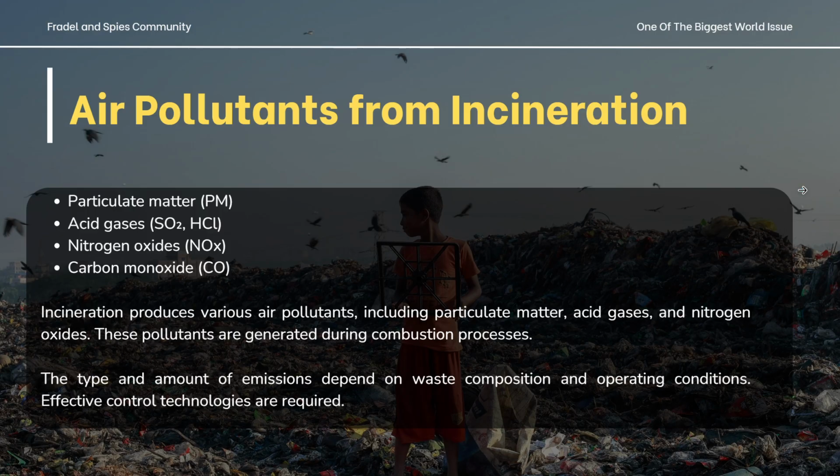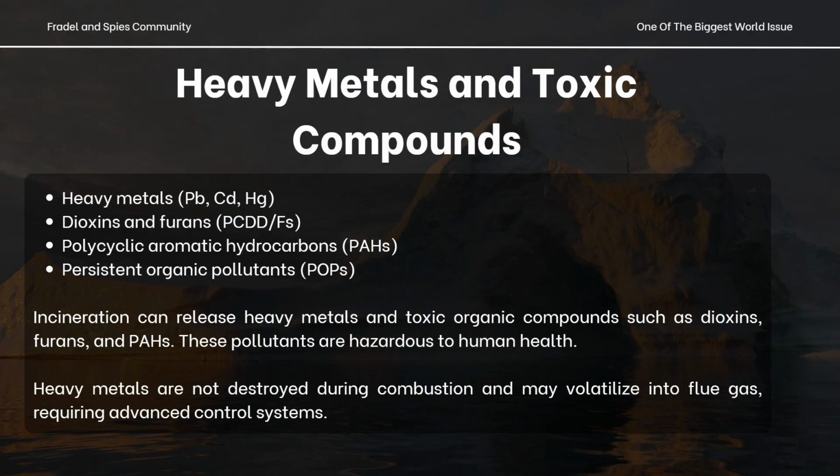Next, the air pollutants from incineration. There are 4 points of the air pollutants from the incineration. First one is particulate matter or PM. Next is acid gases such as SO2 and HCl. Next is nitrogen oxide and carbon monoxide. Incineration produces various air pollutants including particulate matter, acid gas, and nitrogen oxide. These pollutants are generated during the combustion process. The type and amount of the emission depend on the waste composition and operating conditions. Effective control technologies are required.